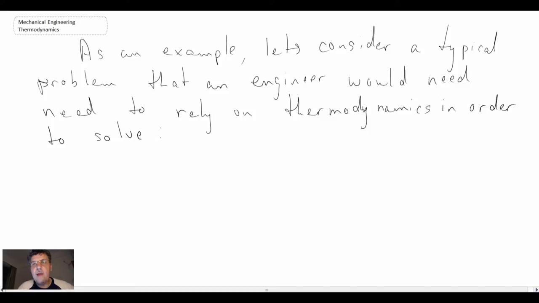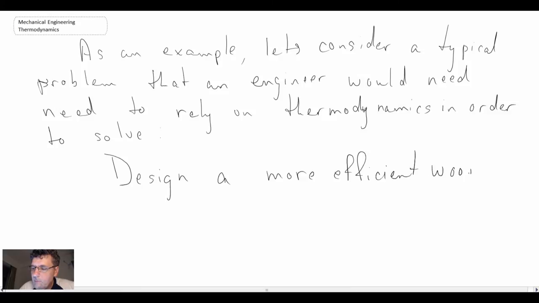So the problem statement that we're going to look at is to design a more efficient wood-burning fireplace. So that is our problem statement. So let's take a look at that. And what we're going to do is start by looking at a conventional fireplace and examining what is going on.